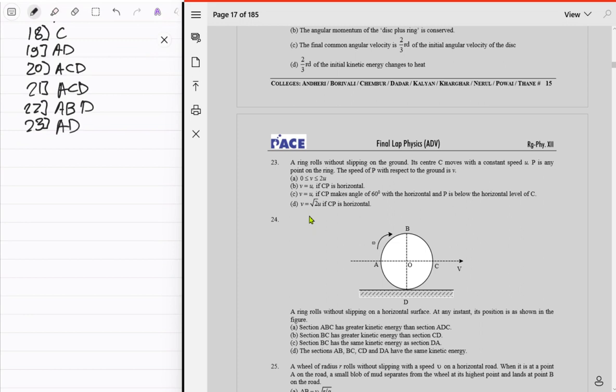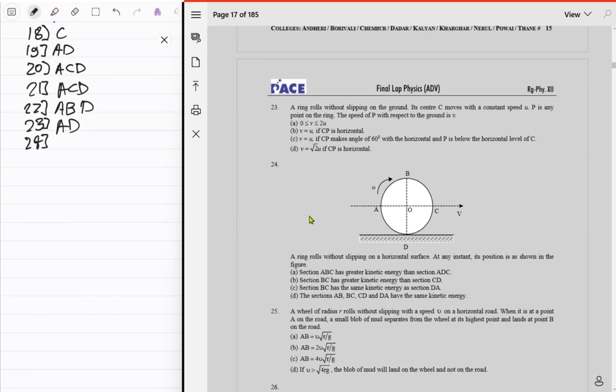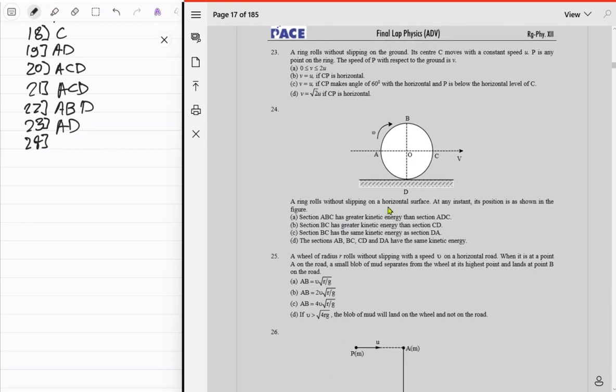Next question, 24. A ring rolls without slipping on a horizontal surface. At any instant, its position is as shown in the figure. Section ABC has greater kinetic energy than section ADC. Of course ABC will have more speed, like 2U here. You get the thing, right? So yes, it has greater kinetic energy than section ADC for sure. Section BC has greater kinetic energy than section CD.